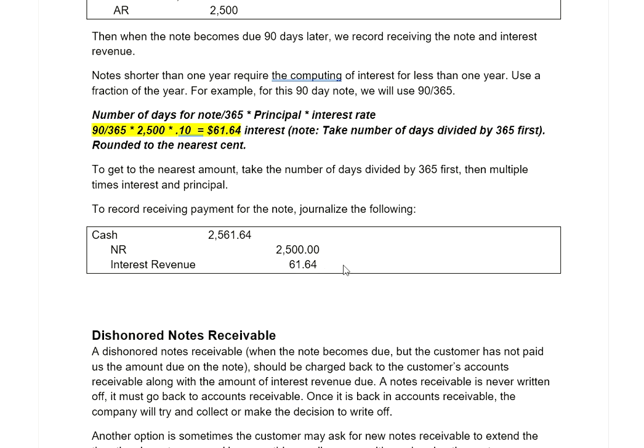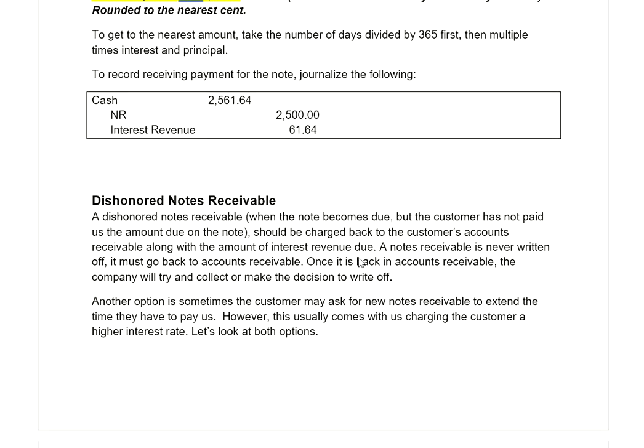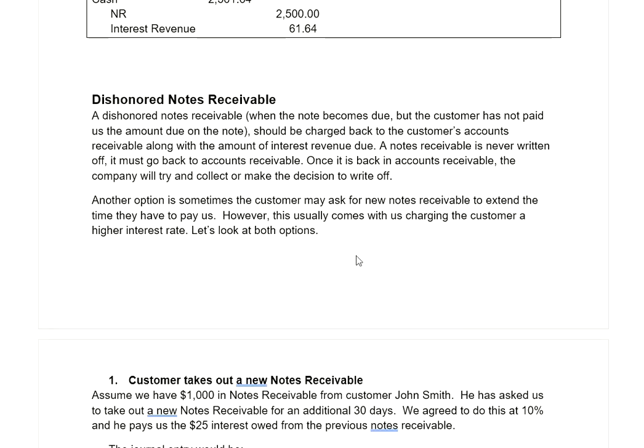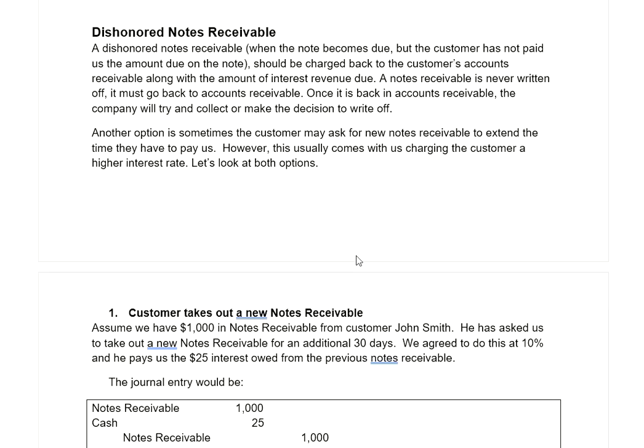Now that's great when the note is paid and paid in time. But sometimes, even if we extend an account receivable, that doesn't mean that notes receivable is going to get paid. If that's the case, we call it a dishonored notes receivable. A dishonored notes receivable is when a note becomes due, but the customer has not paid the amount. So a couple things could happen.